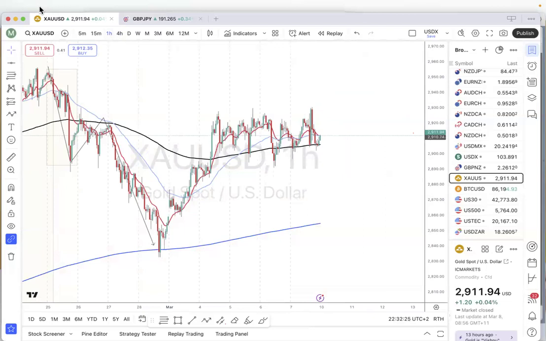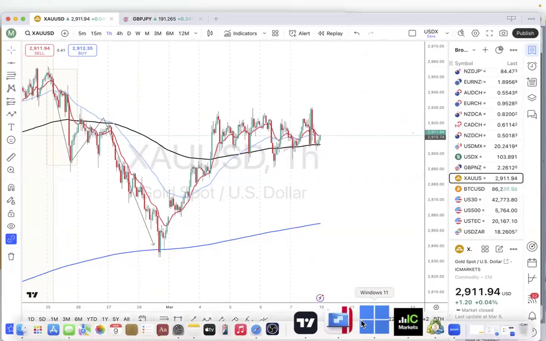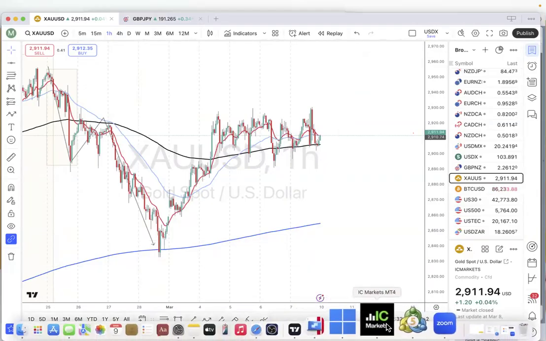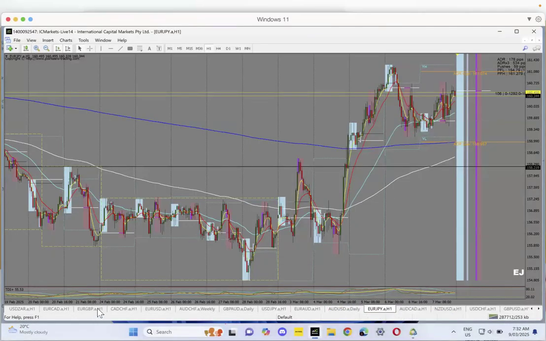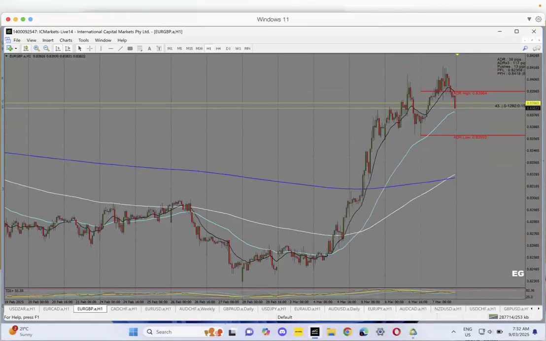All right. This one. Are you able to open this on MT4 just to check the ADRs? Yes. Go.